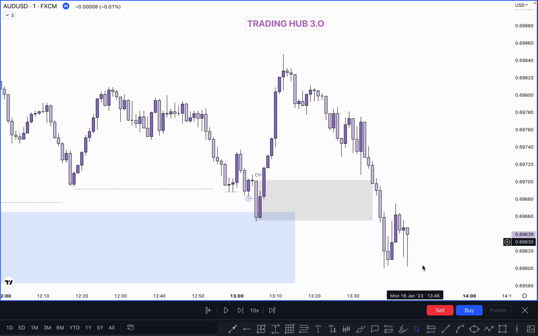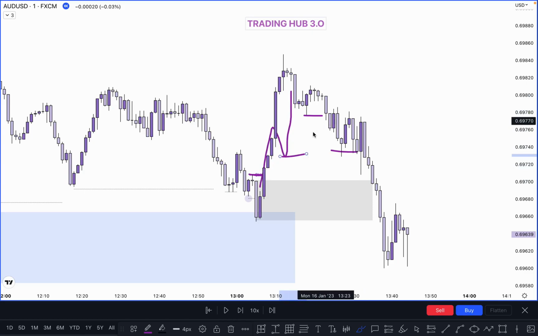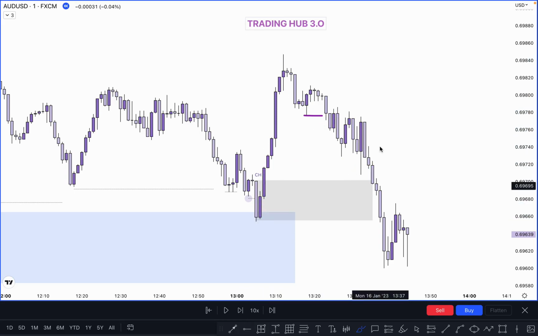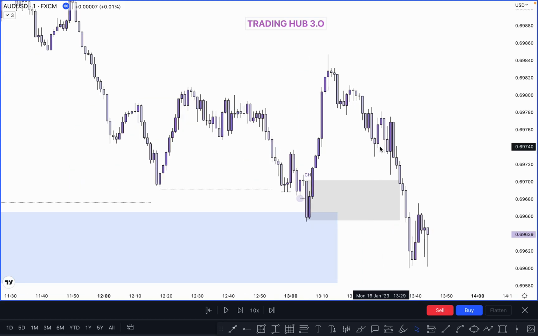And one more thing you have to remember, this is not inducement. Inducement is not on the right side, inducement is always on the broken side. This side has the broken structure, so you will see inducement on this side. These are not inducement, these are internal structure between this high and this low. So this is not a valid structure for a buy, and you don't need to buy at this point.